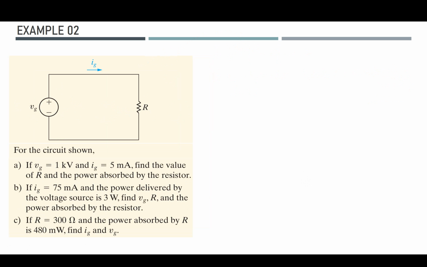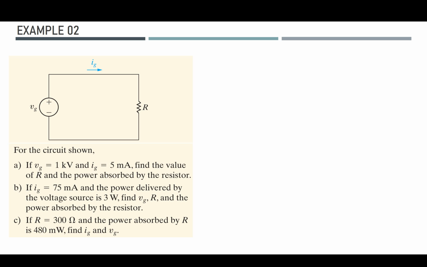In example 2, we do have a circuit, a very basic circuit, a voltage source connected in parallel with a resistor. If the VG is 1000 volts and IG is given as 5 milliamps, find the value of R and the power absorbed by the resistor.